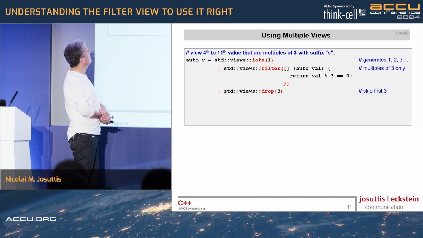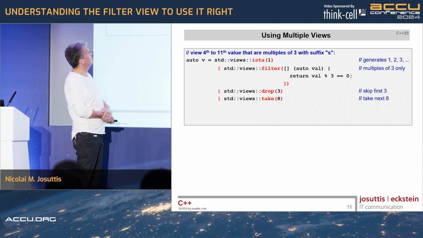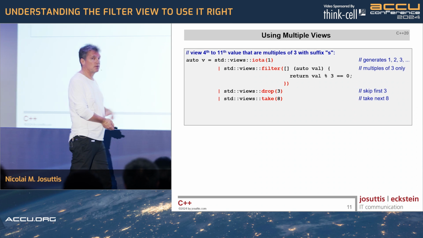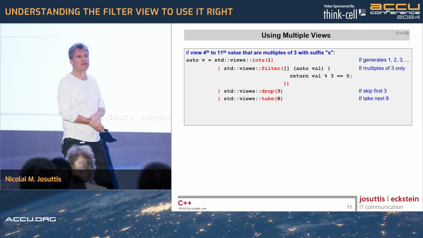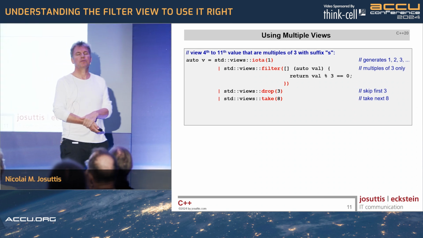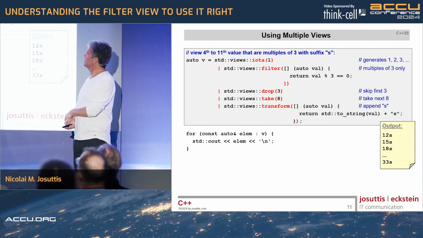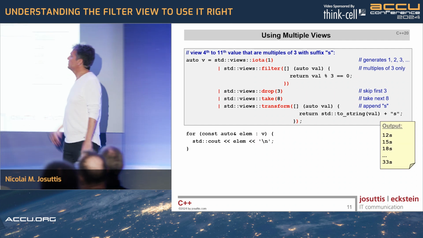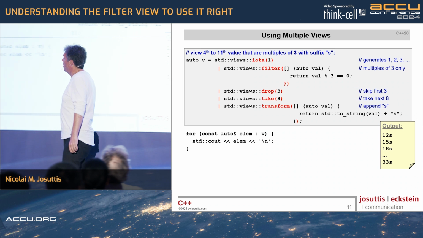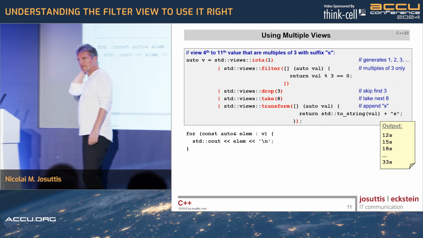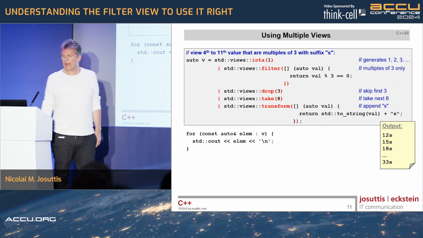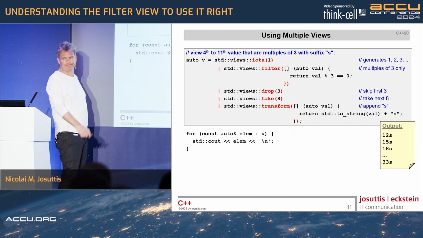Again, let's drop the first 3 of them. Let's take the next 8 of them. So here we have a limit so that we don't have an endless loop here. And let's transform to a string appending an S. And voila, that's it. You see the view is defined before. We put it on the right-hand side of a range-based for loop, and it works.